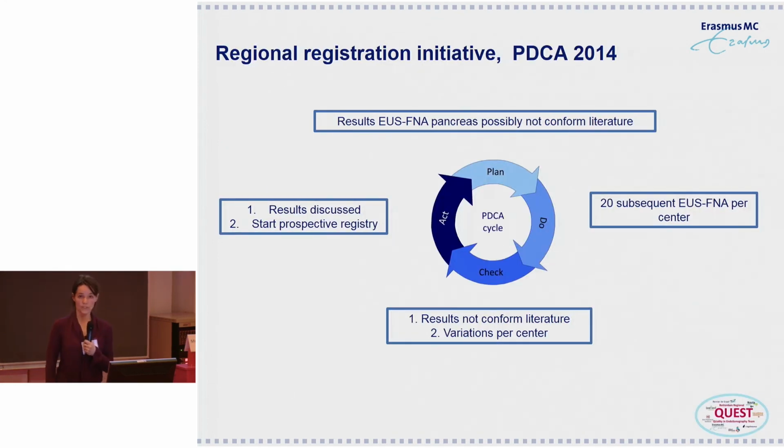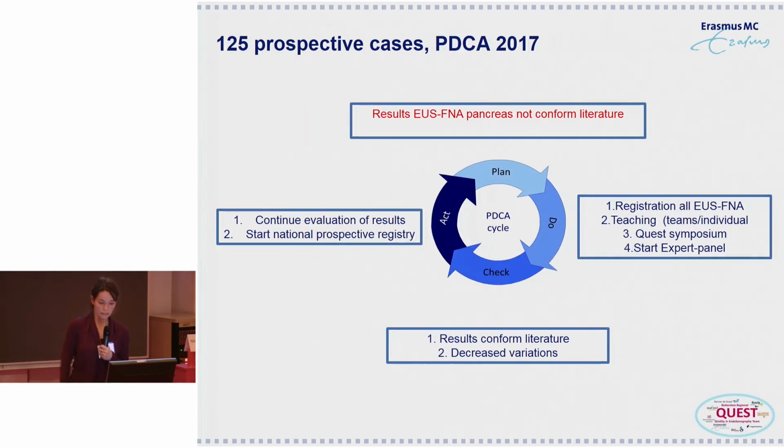The other initiative comes from the GI department. Some years ago they found out that it was possibly not the case that we had a good accuracy in our hospitals in the region. So they came together and brought 20 cases from each hospital and analyzed them, and found that the results were not in line with the literature, and there were variations in accuracy per center. So they discussed the results together and started a prospective registry of all samples in the region, and a few years later the accuracy had really increased.